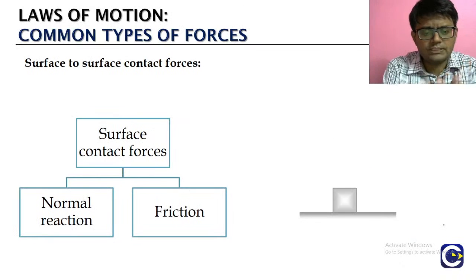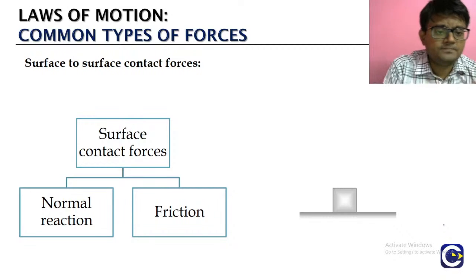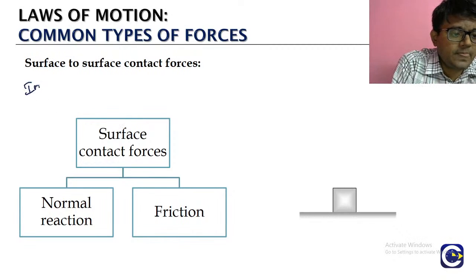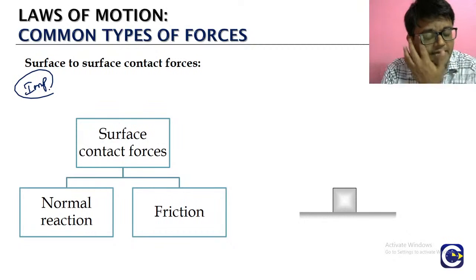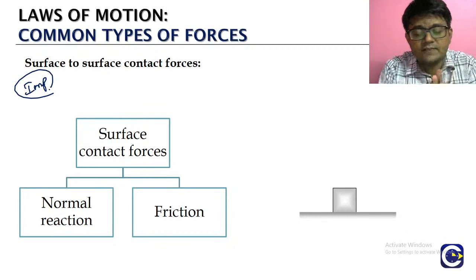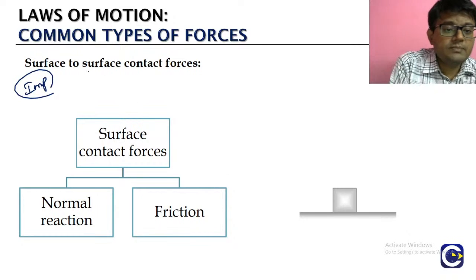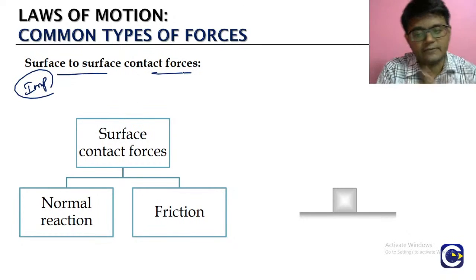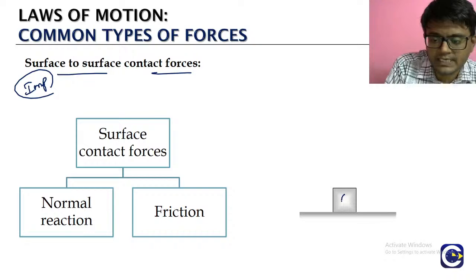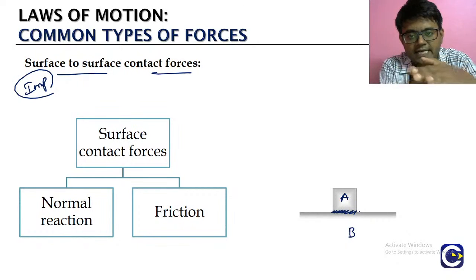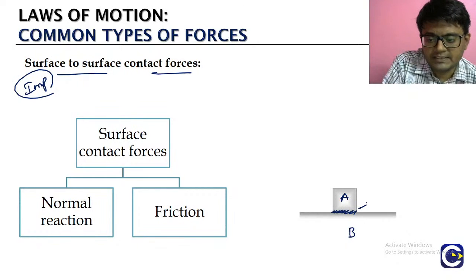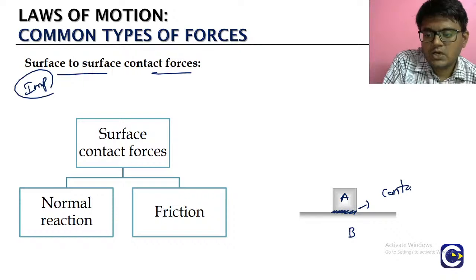whenever two surfaces are in contact, this is a very important segment. We'll study a part of it now and a part of it later. Whenever two surfaces are in contact, there will be these surface to surface contact forces. Like in this case, you can see there is an object A and an object B. The surface of object A and the surface of object B are in contact. This is what we are calling the contact surface.